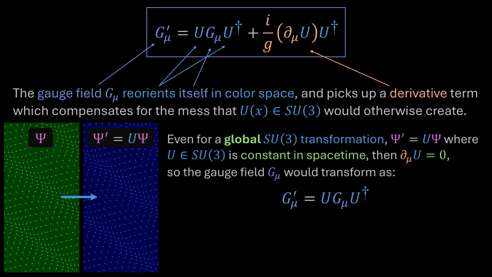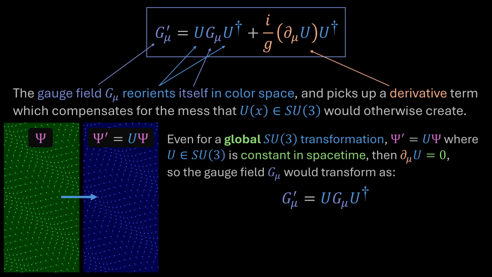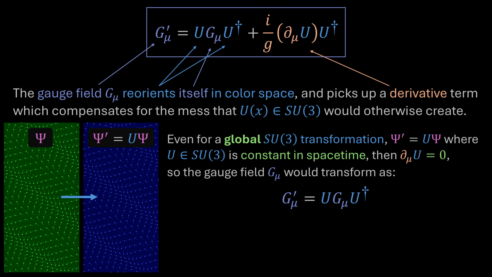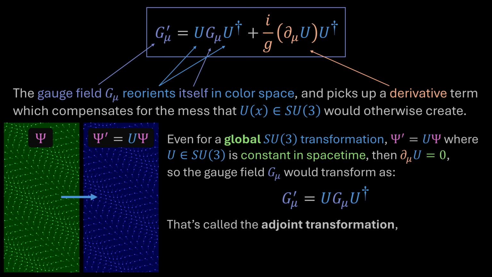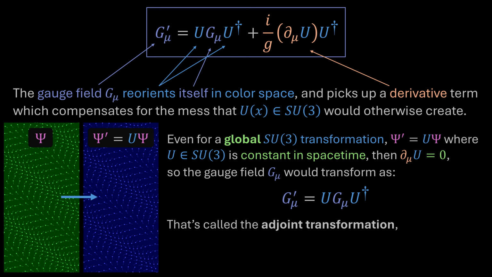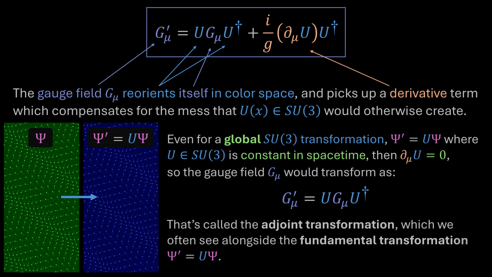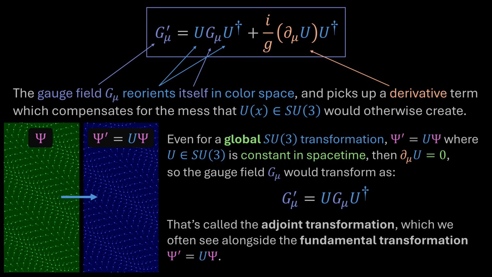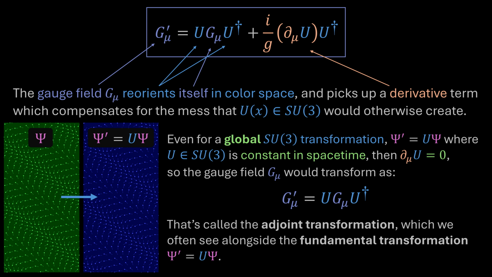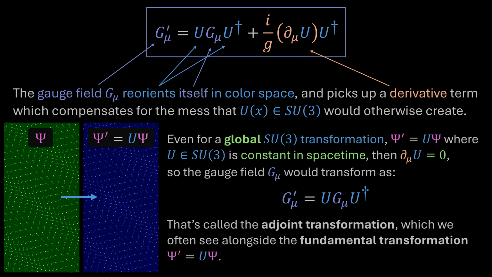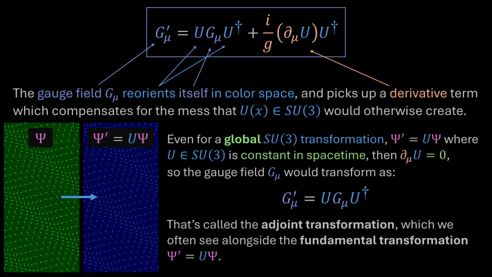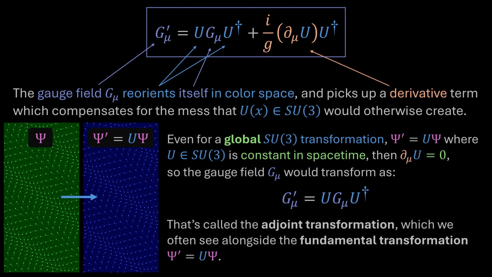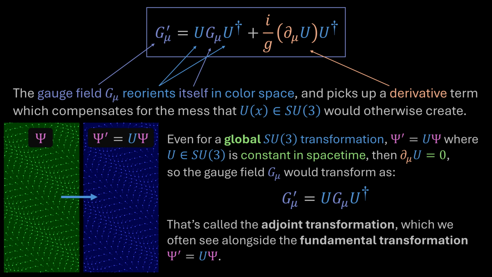The gauge field in the new gauge is going to be the gauge field in the old gauge inside a U dagger sandwich. And that's something called an adjoint transformation. So, we have this SU3 transformation matrix U, and when we slap that matrix U onto our quark color triplet field psi, transforming it into psi prime in the new gauge, that's called the fundamental transformation. Right? That's fundamentally how the transformation matrix is used.